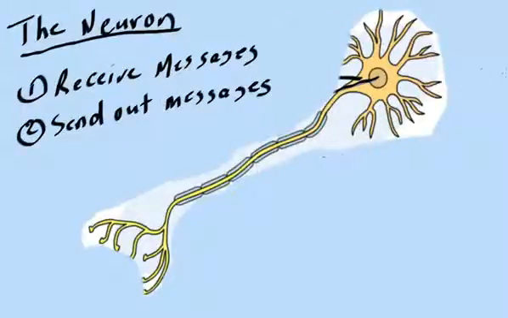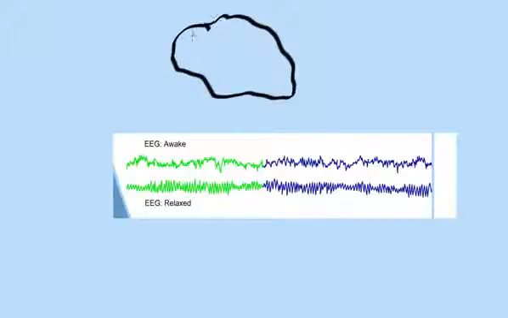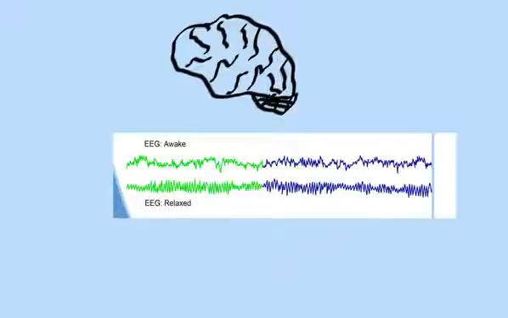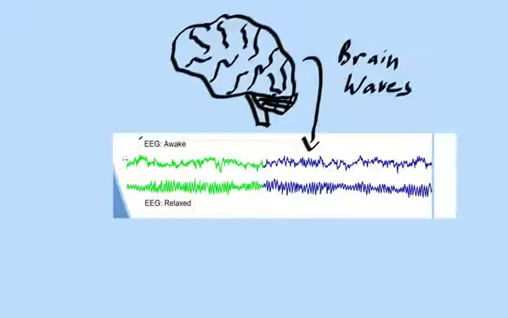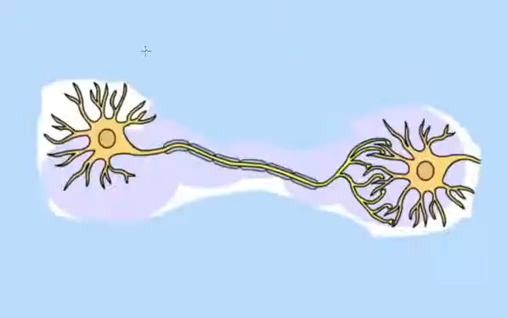Messages in a neuron are generated and transmitted along the membrane of the neuron as electric impulses that propagate in the direction shown here. These electric activities of the brain can be measured as brain waves, expressed as an electroencephalogram or EEG. The EEG is essential in detecting, diagnosing, and locating normal and abnormal brain function.